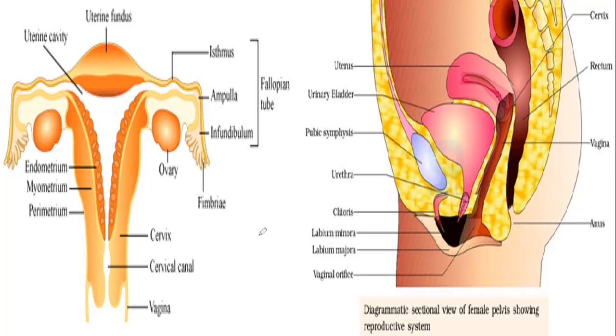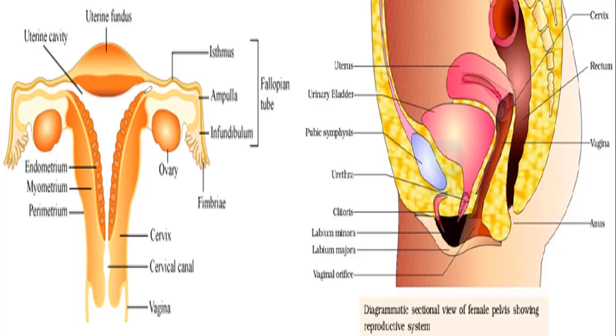Each fallopian tube is about 10 to 12 centimeter long. The length of this fallopian tube from here to here is around 10 to 12 centimeter, and it extends from the periphery of each ovary to the uterus. This is the extension of the fallopian tube.